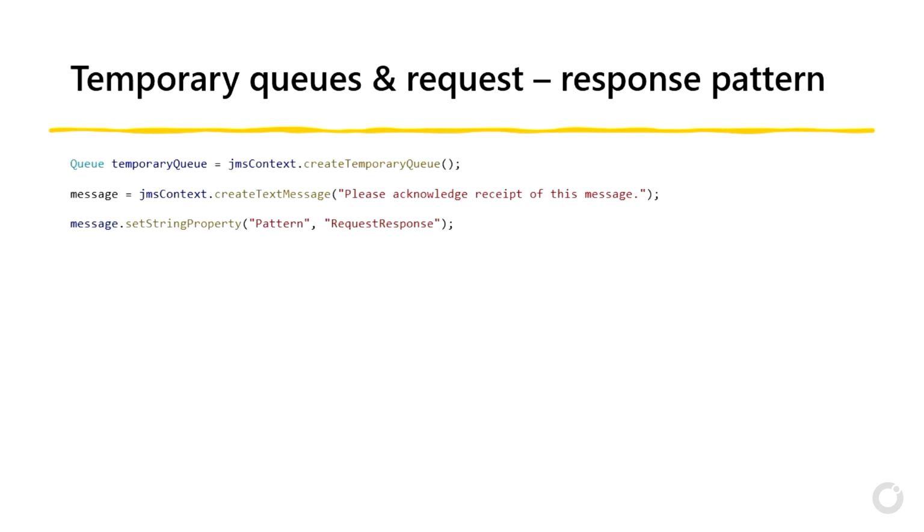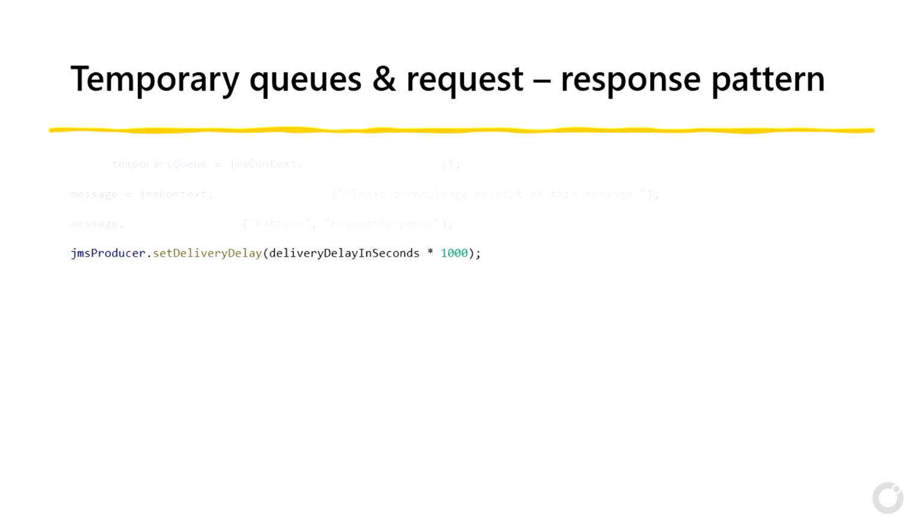So in our producer, where we are going to send that message out, we're also going to create a temporary queue. This is something that Service Bus did not know before. This is actually something that we implemented because we want to support all the JMS features. So we create a temporary queue. Once again, we create a message.